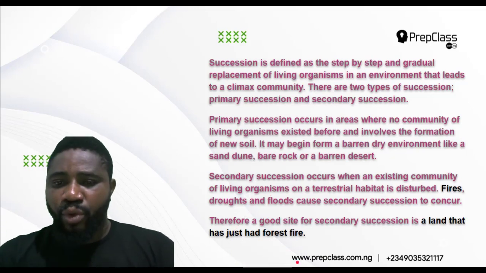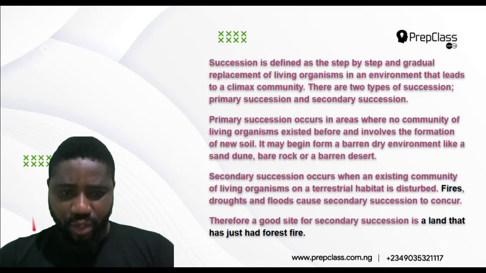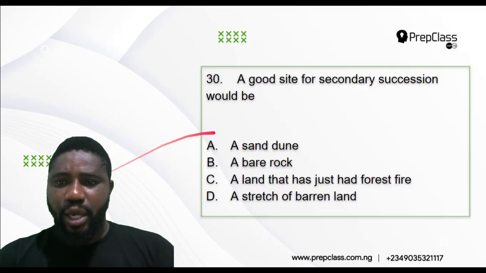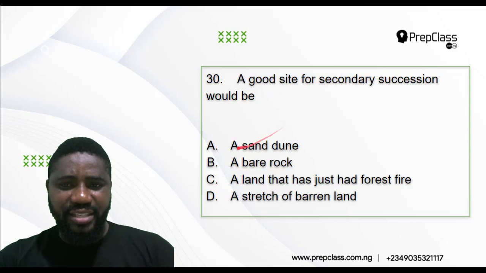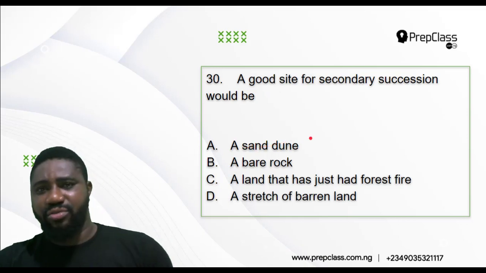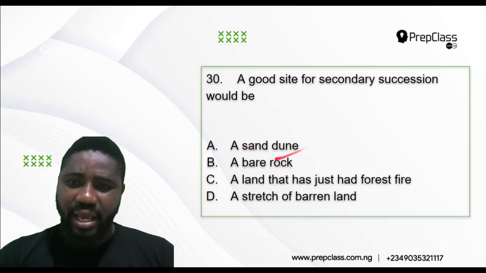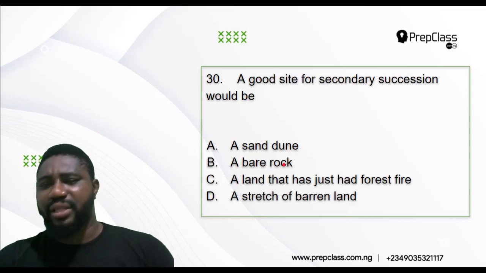It takes place in a particular place where a community has existed before, but maybe it was wiped out by a disaster. So now they ask us in this question which is a good site for secondary succession. Is it a sand dune? No, primary succession will take place there. Is it a barren rock? No, primary succession can take place there.